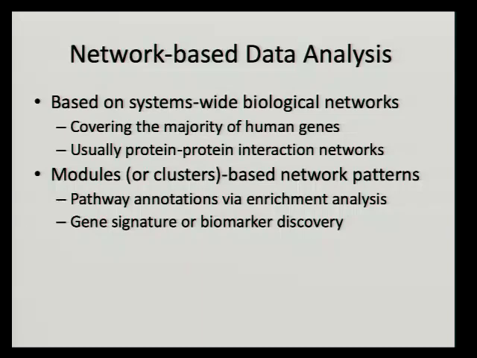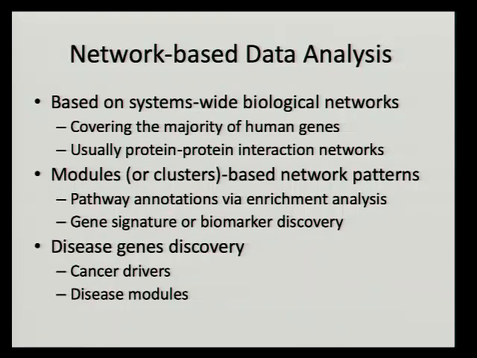After they find all these network modules, they can do some kind of functional annotation based on enrichment analysis. Based on that, they can also try to find gene signatures for biomarker discovery. And by using this, they can see if there are some new disease genes that can be found from this network, for example, by trying to find cancer driver genes or other disease modules.